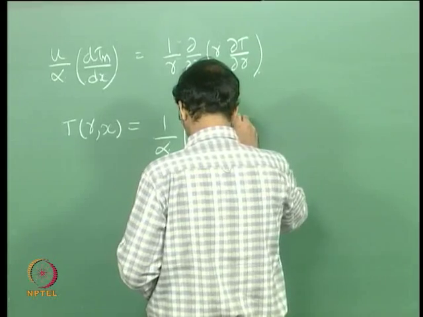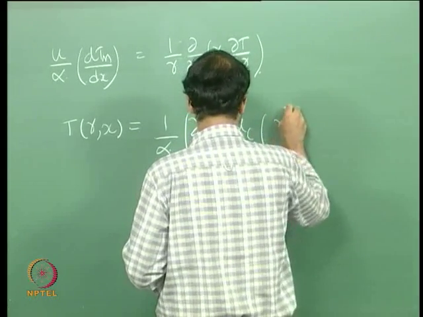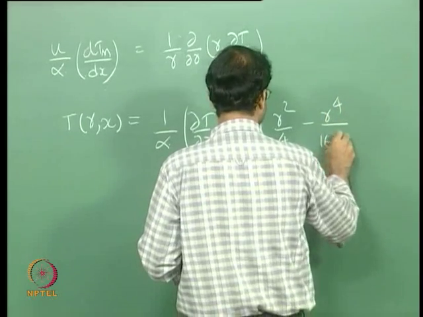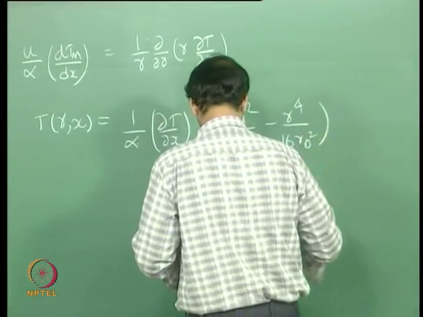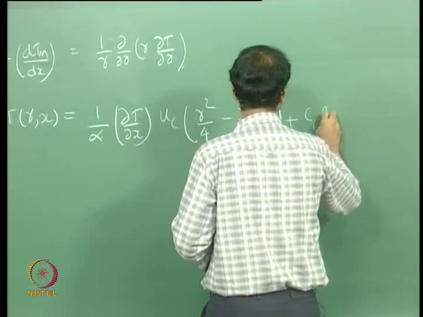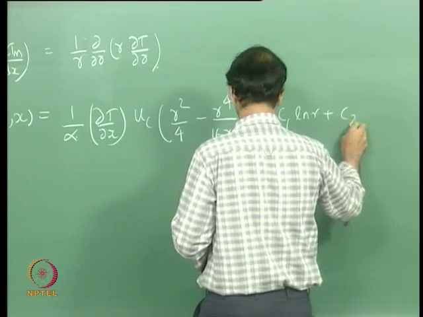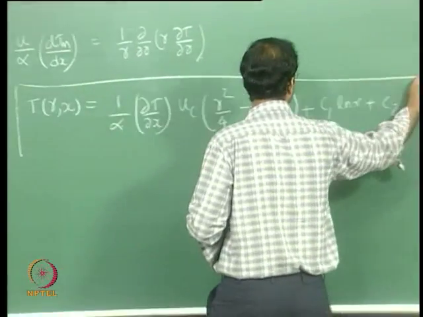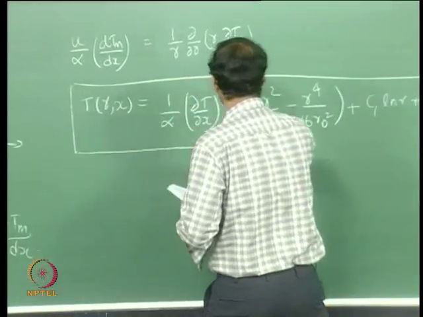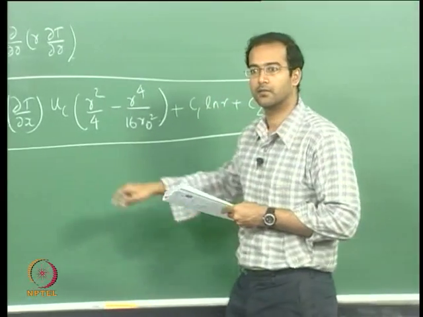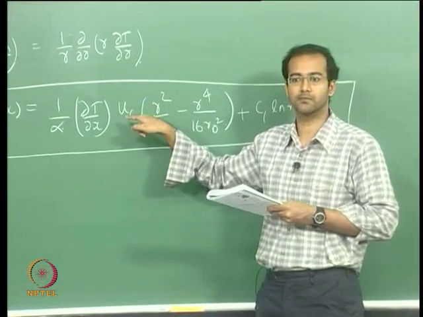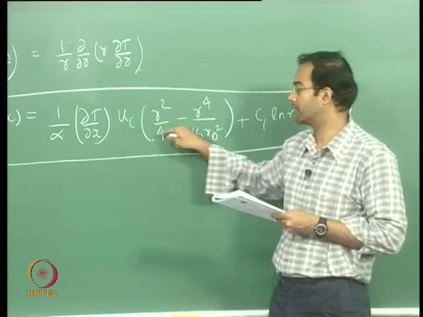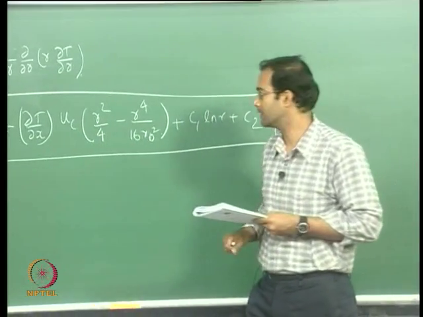So you have uc r square by 4 minus r power 4 by 16 r naught to the power 2 plus c1 ln of r plus c2. So this is what I get, somewhat similar to the velocity profile where you had a pressure gradient term in the place of this dTm by dx, you had dp by dx there and you had a similar variation, okay.